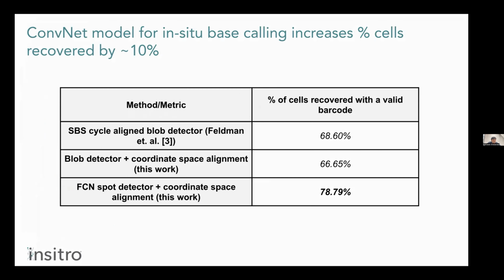We then evaluated the performance of our sequencing methods based on the percentage of cells that we were able to recover with a valid barcode when using each of these different sequencing methodologies. As shown here, our method increased the percentage of cells that we were able to recover by about 10%, which resulted in larger data sets and sample size per guide RNA, which are very useful for downstream feature representation and analysis tasks.